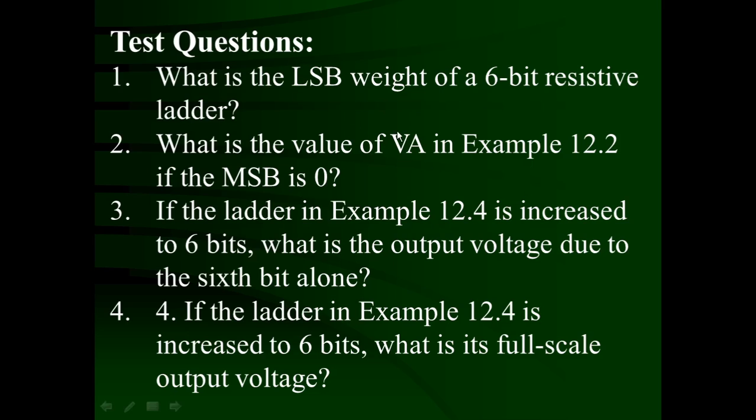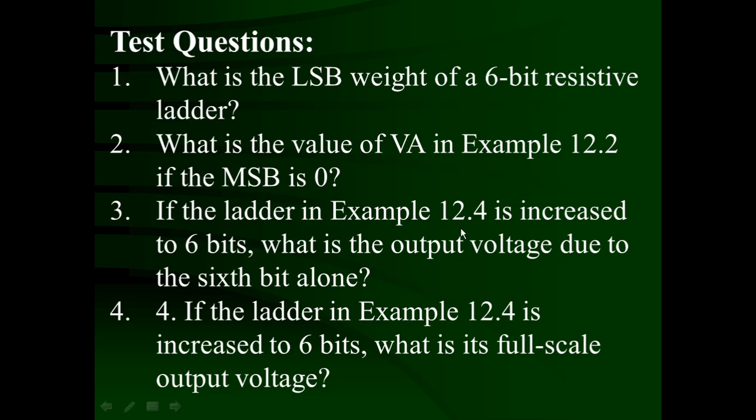What is the value of VA in example 12.2 if the MSB is going to be 0? I don't remember example 2, but except this one V by 2, all other voltages will be there.